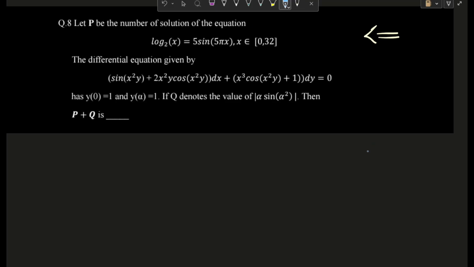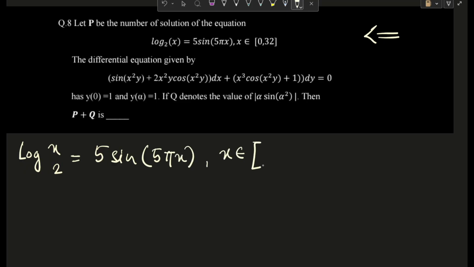Okay guys, I guess now it's time for me to solve this. So basically we have to find out two things, P and Q, and after that we have to add them up and find the final solution. Okay, so for P, let's do this thing quickly. Okay guys, I will change the ink, just a minute. Yeah, so for the first part, it's logarithm of x base 2 is equal to 5 times sine 5 pi x. Okay, and x belongs to 0 to 32.